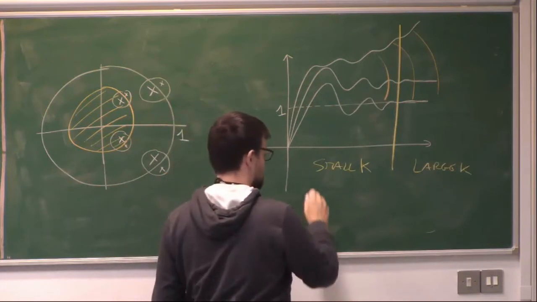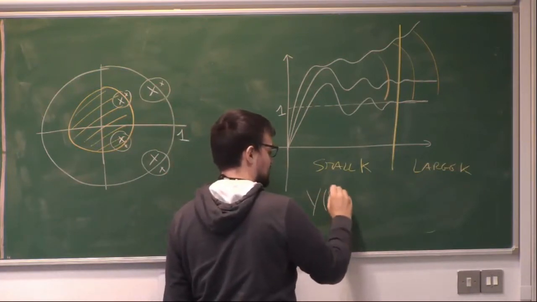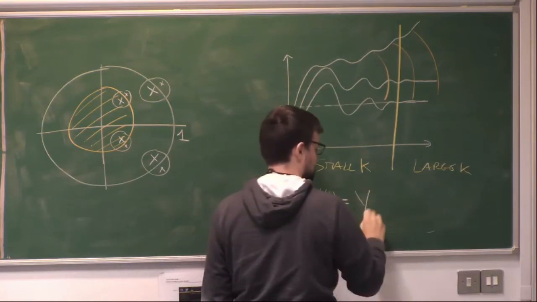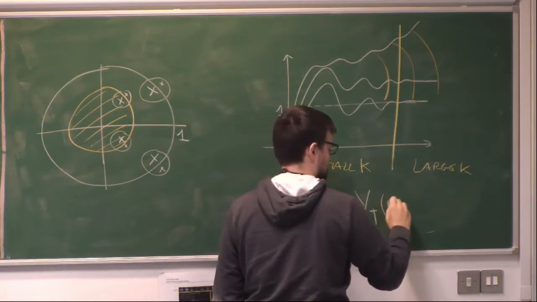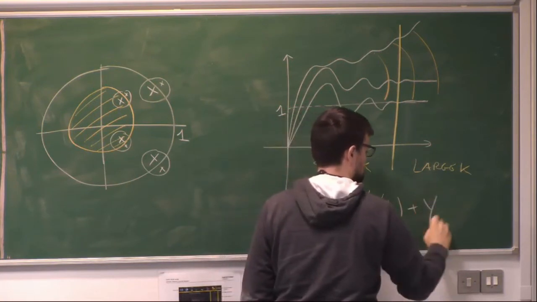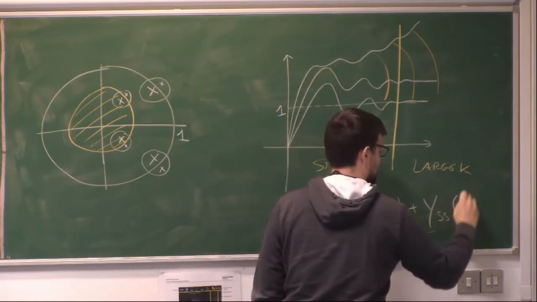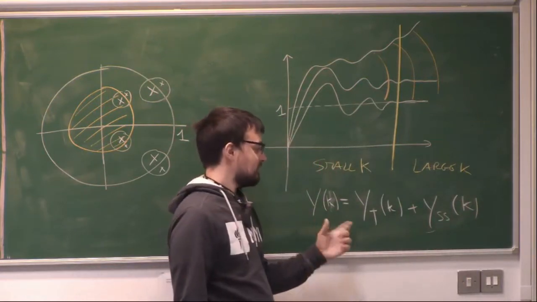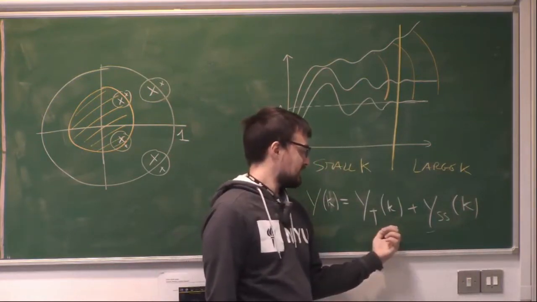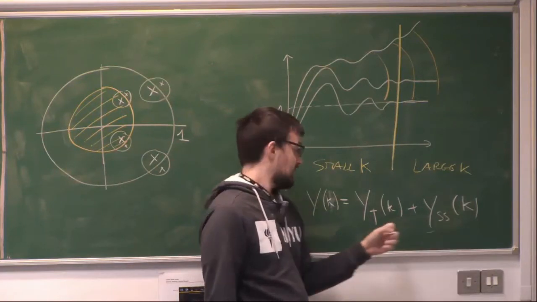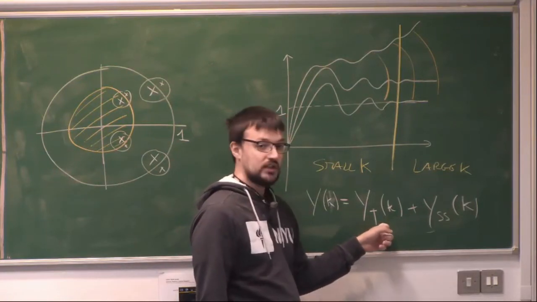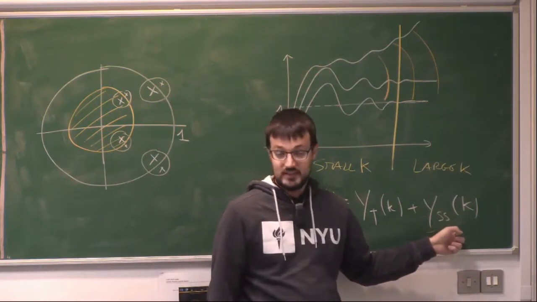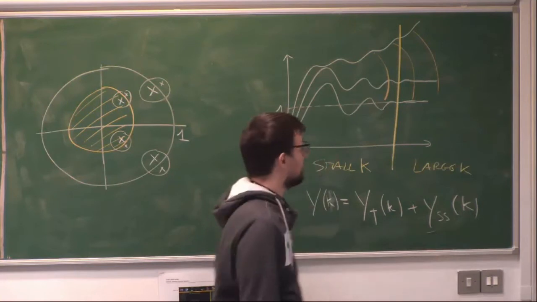Because we can always write the response of the system, okay, let's use k, as the sum of a transient response and a steady-state response, okay? So every response can always be written as the sum of a transient response and a steady-state response. This response goes to 0 as k goes to infinity. This response instead does not necessarily go to 0 as k goes to infinity, okay?